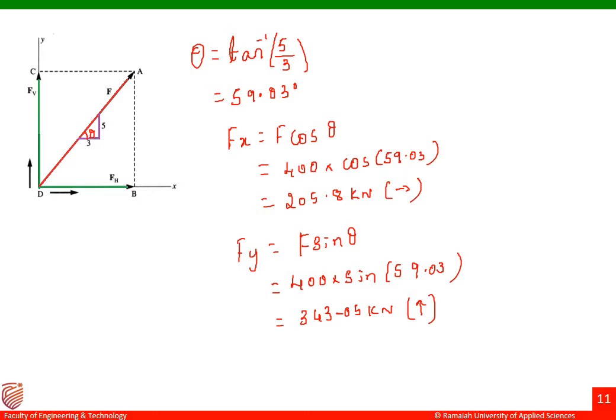So this is how we can find out the answer for the x component and y component after finding out the angle theta. In the previous slide we did it without finding out the angle theta. Now in this slide we found out the angle theta and then we solved the problem.